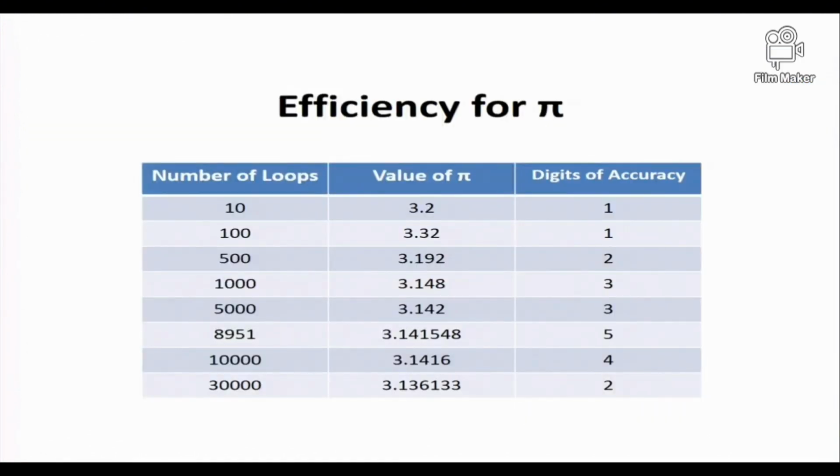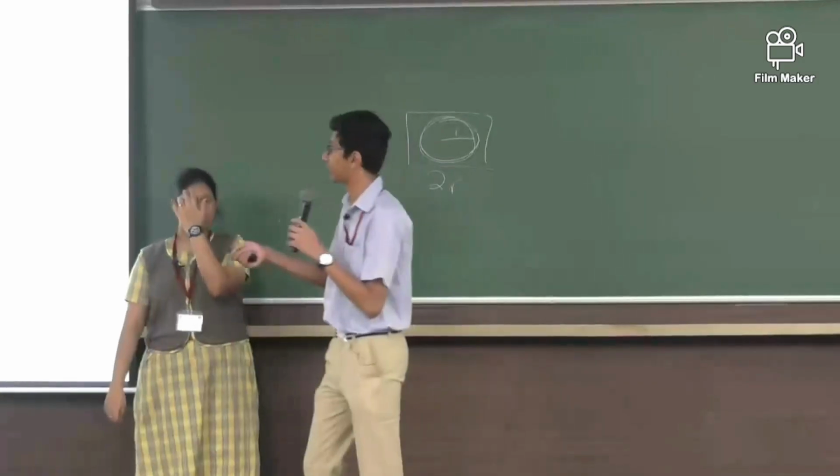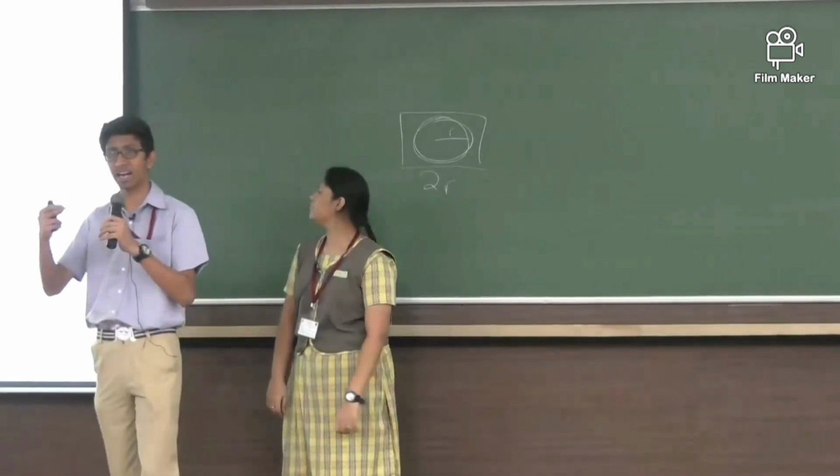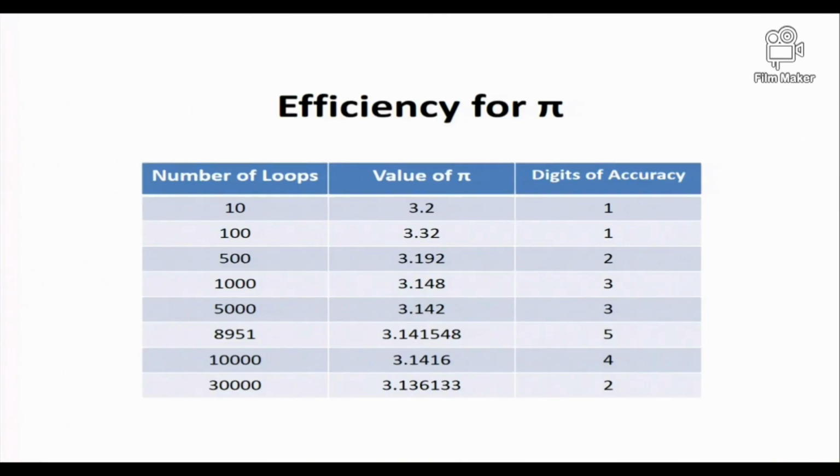Over to Aditya to talk to you about the efficiency of the program. These two functions are repeated over the number of random points we have generated, and we have shown for 2 dimensions how efficient the value of pi gets. When we run 10 loops, we have only 1 digit of accuracy, and so on until we run 8,951 loops. At that point we get exactly 5 digits of accuracy, that's 3.1415. After that it loses its accuracy because of something known as the random error.